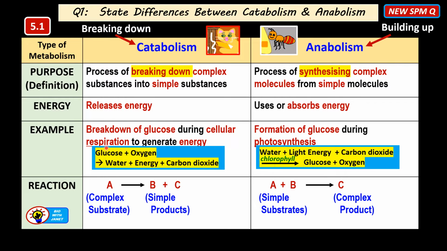Glucose is the complex substance. It's broken down to form simple substances, which are water, energy, and carbon dioxide, and energy is released. So respiration involves catabolism, the breakdown of glucose, in order to generate energy. In a simplified form, the reaction is: A, a complex substance, is broken down into simple products B and C. For example, glucose is broken down to form water and carbon dioxide. Next, anabolism is just the opposite. Anabolism involves the process of synthesizing or building up complex molecules from simple molecules.